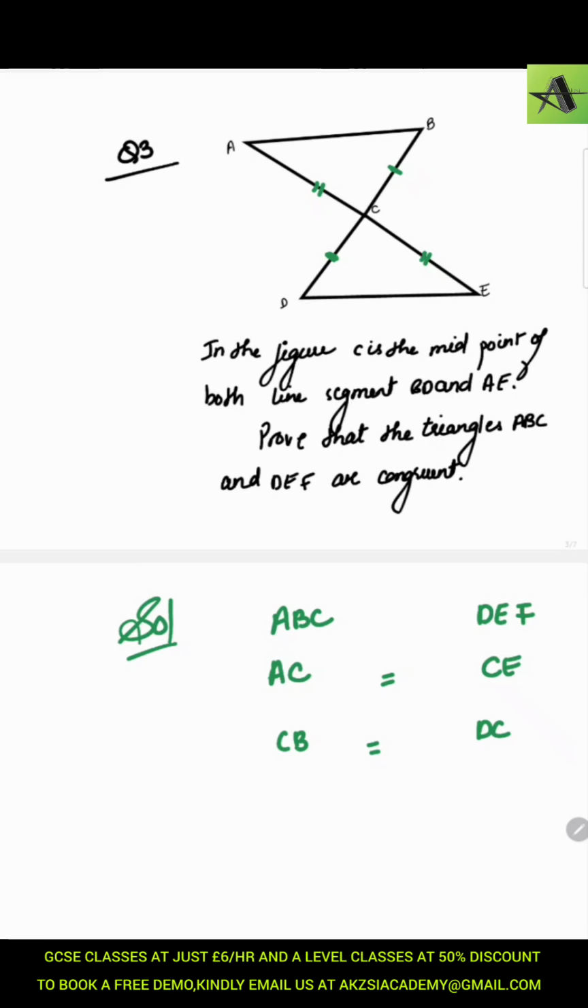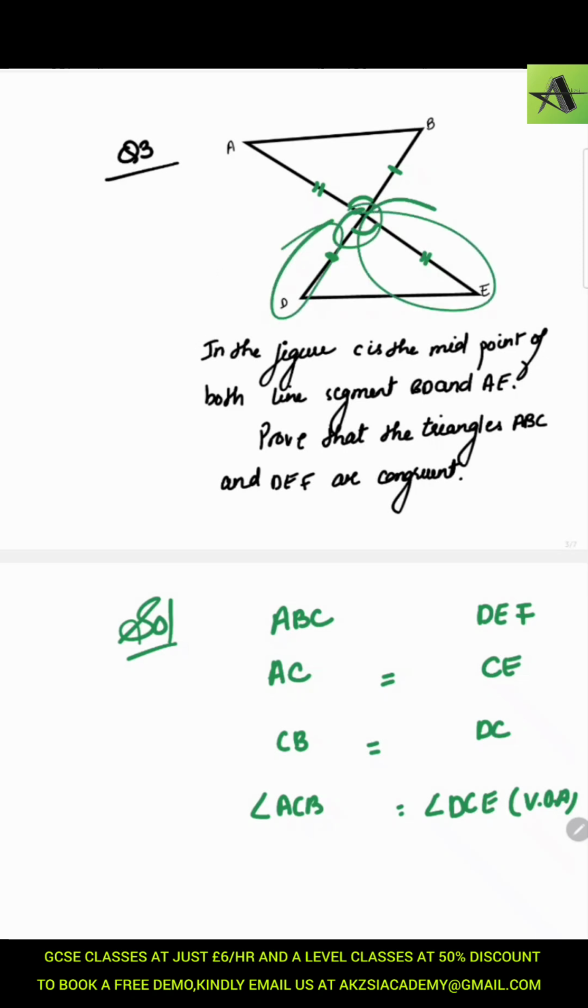Then one angle, which is angle ACB, that is this angle, and angle DCE, which is this angle, are both equal because of vertically opposite angles. Now clearly I can see side, angle, side are equal. So by side, angle, side, I can say that they are congruent, and thus we have proved it.